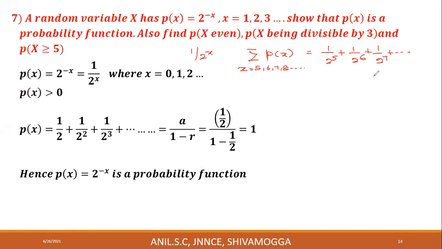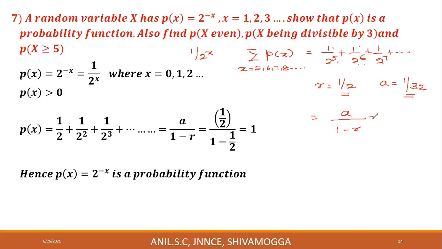Is this a geometric progression? Clearly, yes. Any term divided by its previous term is a constant. 1 by 2 power 6 divided by 1 by 2 power 5 is 1 by 2. 1 by 2 power 7 divided by 1 by 2 power 6 is 1 by 2. This is a geometric progression, and its first term is 1 divided by 2 power 5. 2 power 5 is 32. And there are infinite number of terms, therefore its sum is given by a divided by 1 minus r.